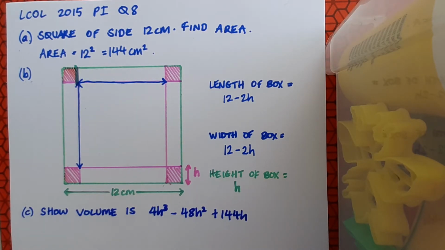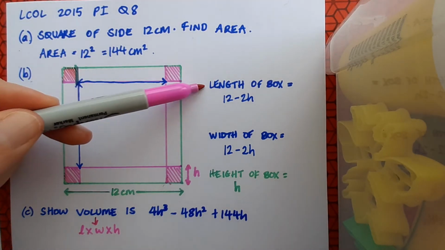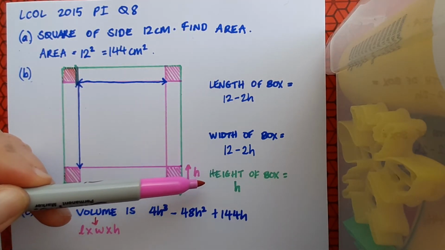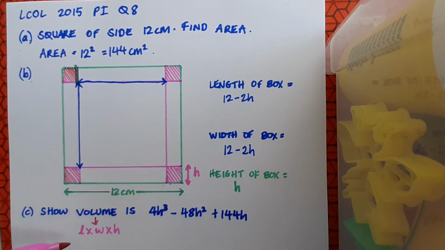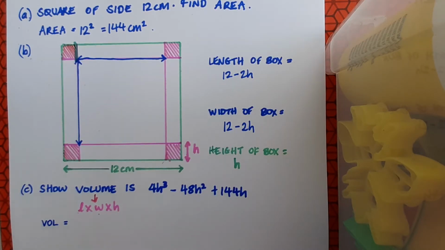So next, they want us to show that the volume of the box is 4h cubed minus 48h squared plus 144h. So since it's a cuboid effectively that I'm getting the volume of, I know the volume is length by width by height. And I have all three of those measurements noted from the previous part of the question. Again, they didn't ask me for height, but like I said, writing it in here makes sense now because I can see clearly what each of these three should be. So I'll multiply them together.